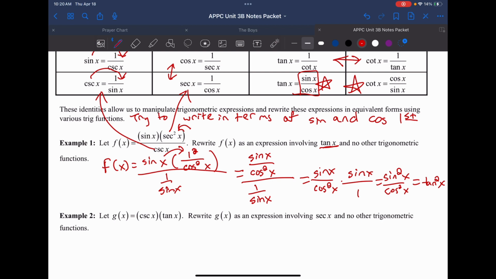Okay, so see how, even though it wants me to write in terms of tangent, it's super important to write in terms of sine and cosine first.